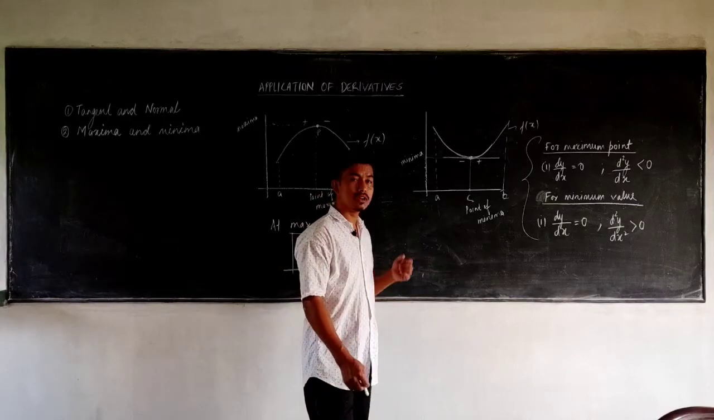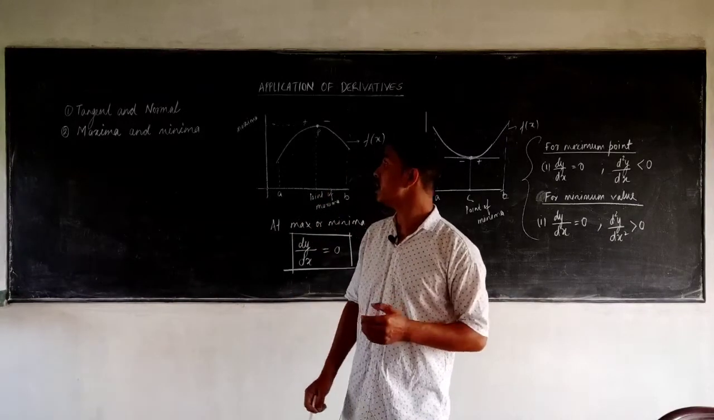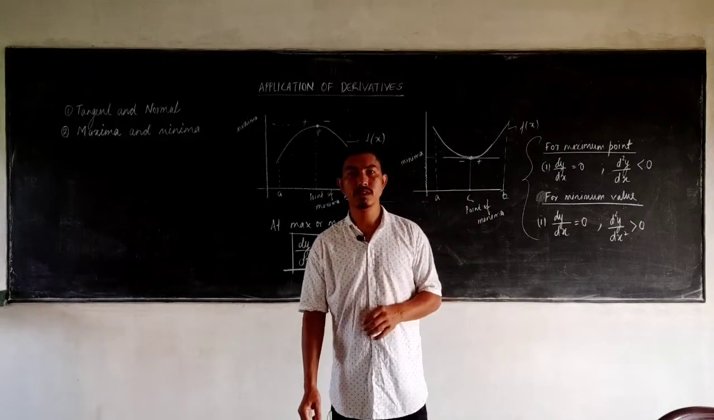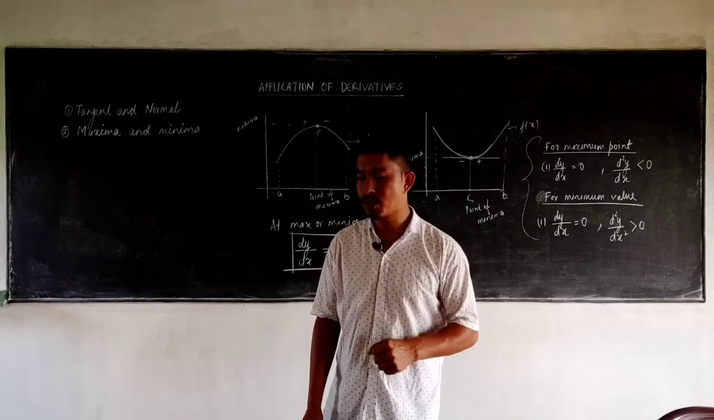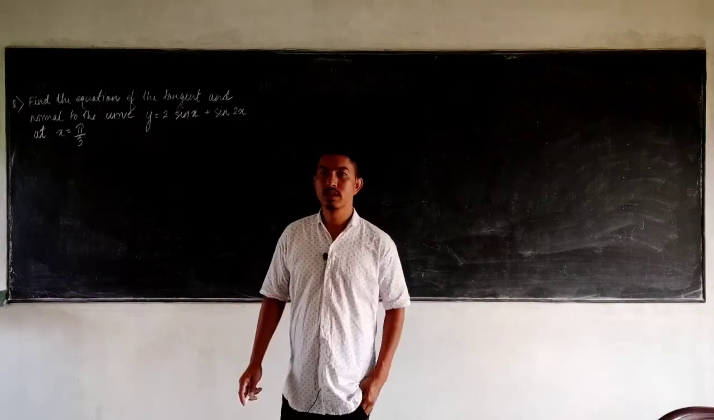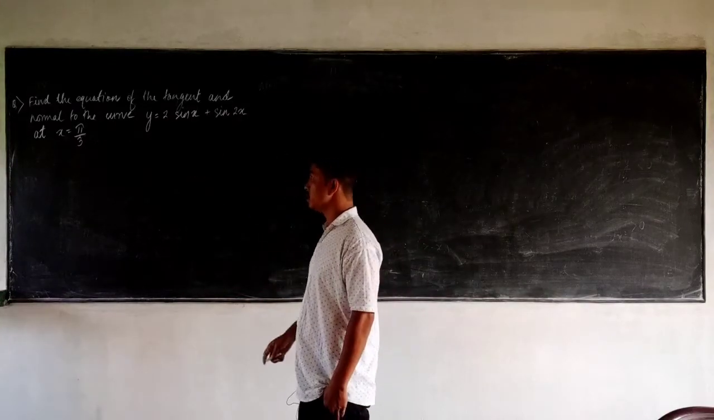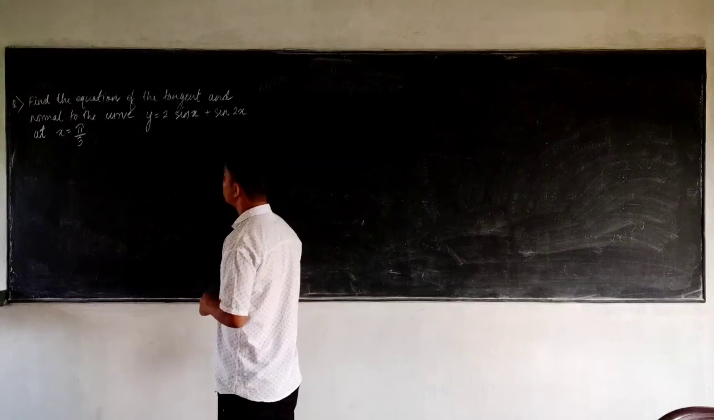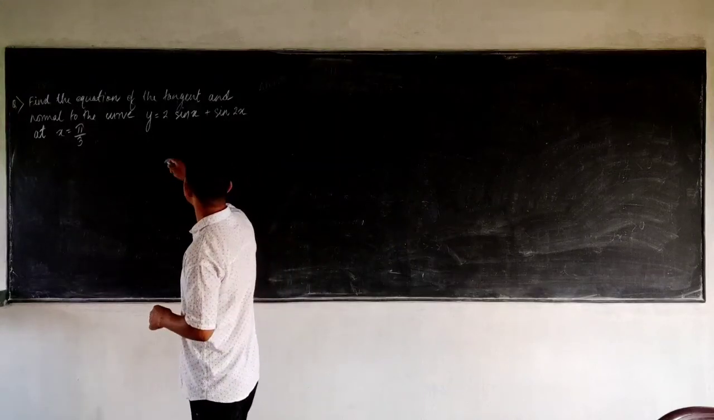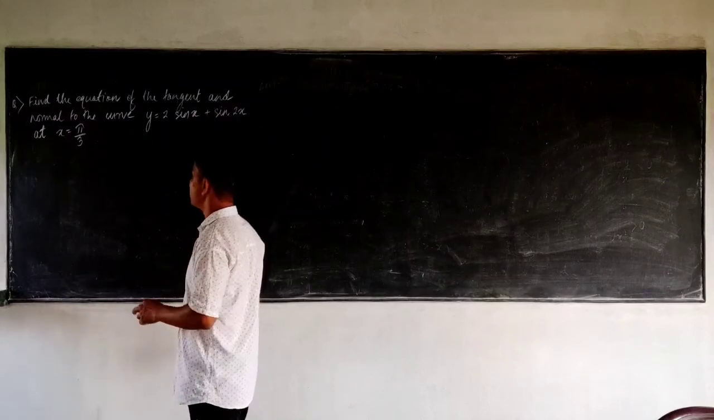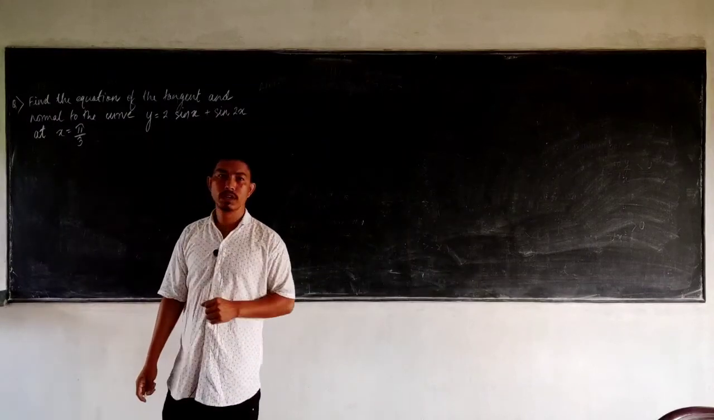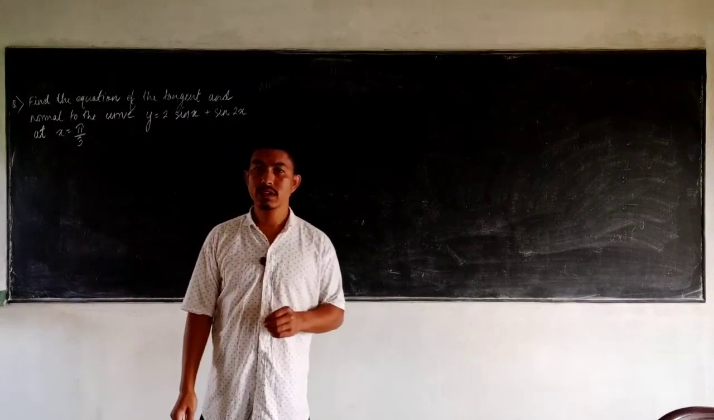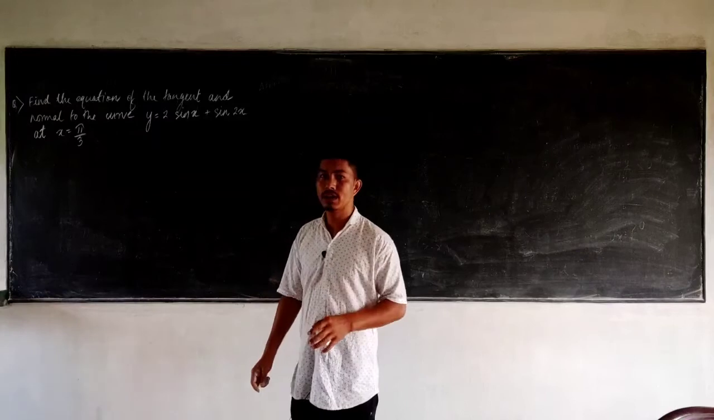So now using these two concepts, that is, the tangent and the normal, and the maxima and the minima, I will solve a few of the questions and then the rest you have to do on your own. Here I have taken one question that tells us to find the equation of the tangent and the normal to the curve y equals 2 sin x plus sin 2x at the point x equals pi by 3. So let us try to understand how to find the equation of a tangent and a normal to the curve at a given point.